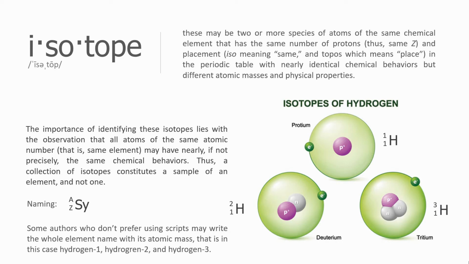So the importance of identifying these isotopes lies with the observation that all atoms of the same atomic number, that is the same element, may have nearly, if not precisely, the same chemical behaviors. Thus, a collection of isotopes constitutes a sample of an element and not just one. So for the isotopes of hydrogen, ito yung point nun. Ito yung ibig sabihin ng paragraph na yan.